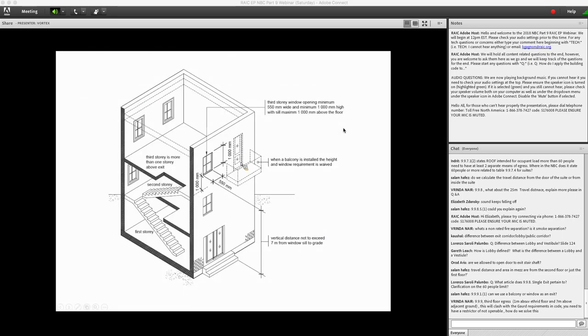So this is a sketch again that illustrates egress requirements from dwelling units. Okay, so let's start off from the 1st story.